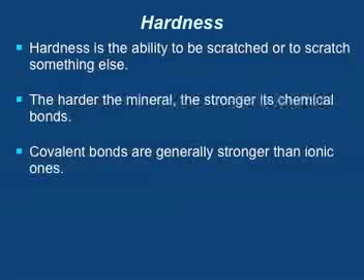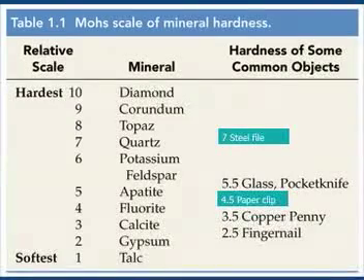Okay, covalent are those strong bonds. Ionic are those weak bonds. Now, some of the ones that are kind of in the middle of this scale have a mixture of ionic and covalent.